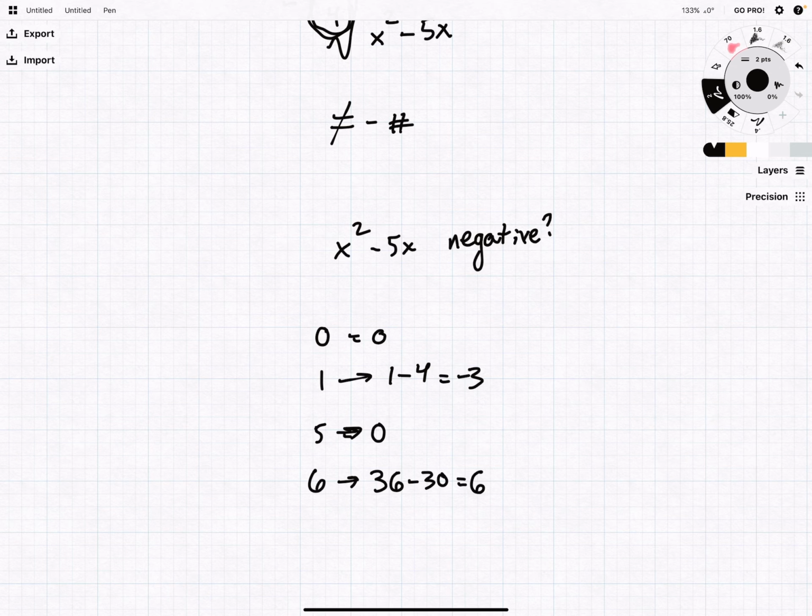So we do know that anything in between 0 and 5 is no good. Anything between an x value of 0 and 5 is going to give us a negative number under that radical, and we know that that cannot be part of our domain.